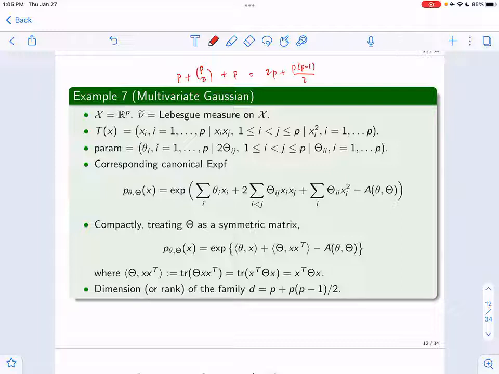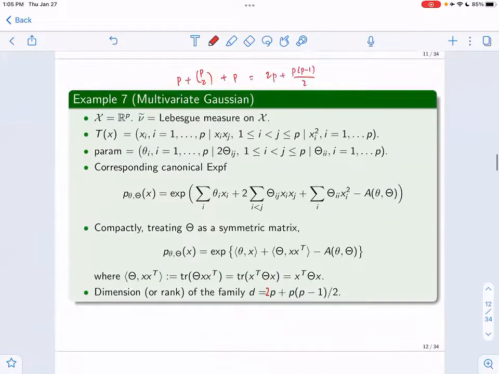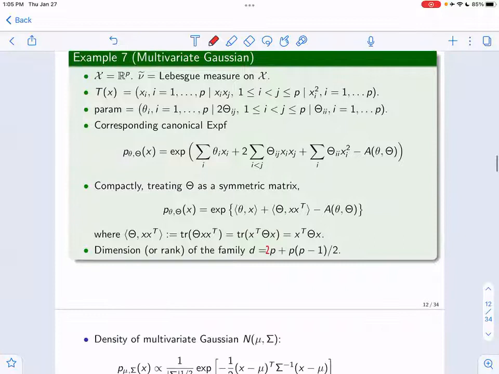Right. And I believe, yeah, something is not quite right here. It should probably be 2p. So the family is d-dimensional, where d is this. Okay, so I can write down the density like that.